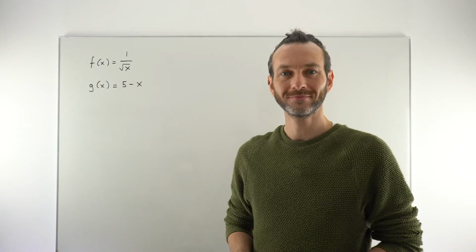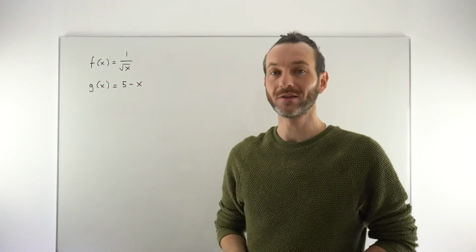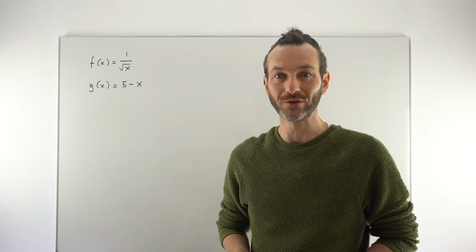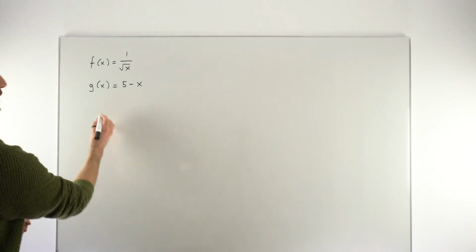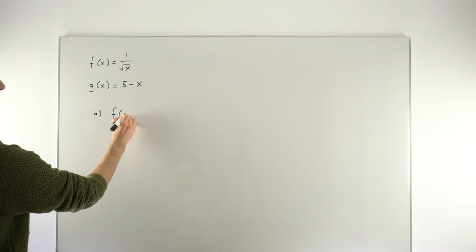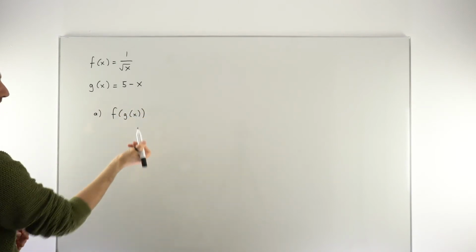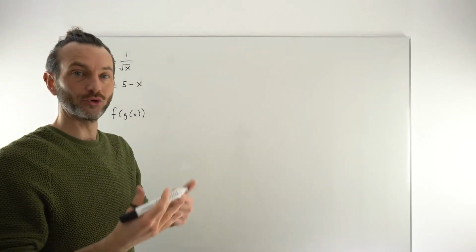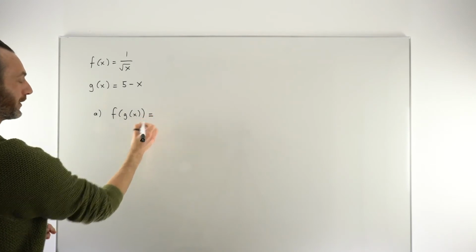In this question, we've been given these two functions, f of x and g of x, and we're asked to do a couple of things with them. The first is to find the composite f of g of x. Composites are fairly straightforward questions, so we're being asked to make f of g of x, which means that the g function is going inside the f function. Remember, f of g of x and g of f of x, the other way around, don't necessarily give the same answer, so we need to be careful to get the order correct.